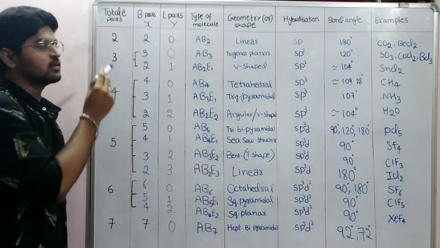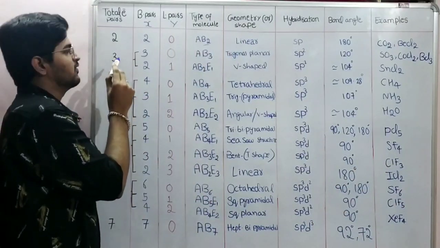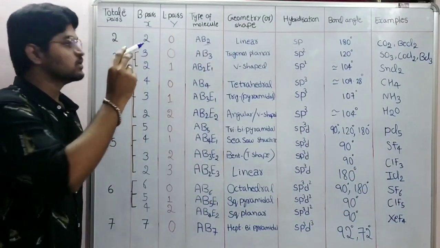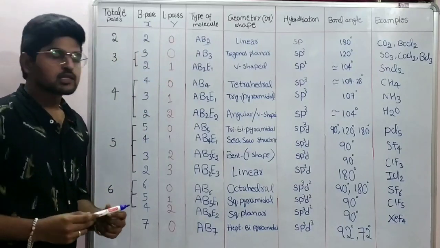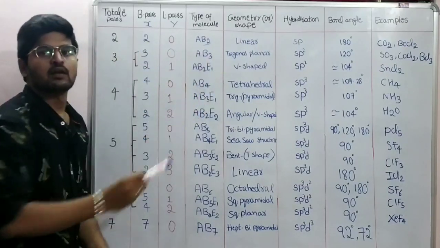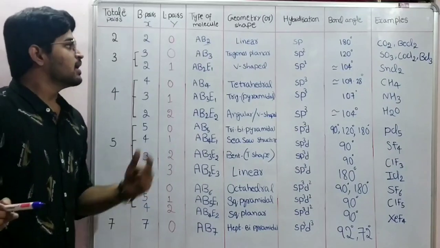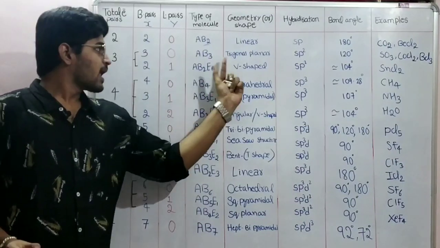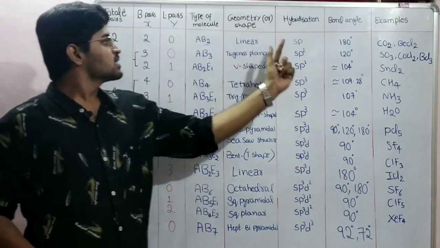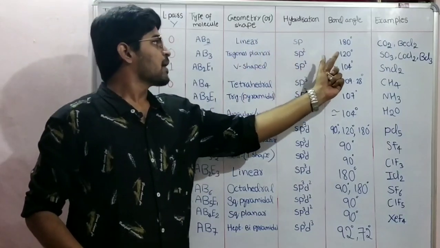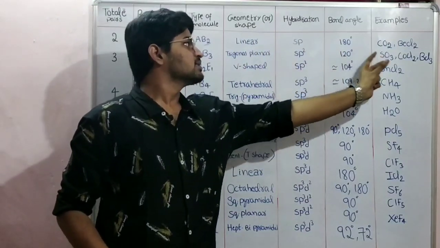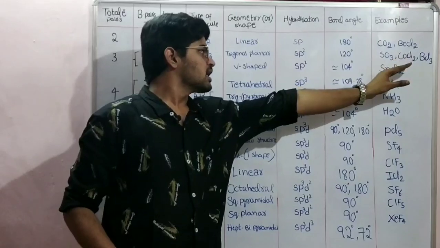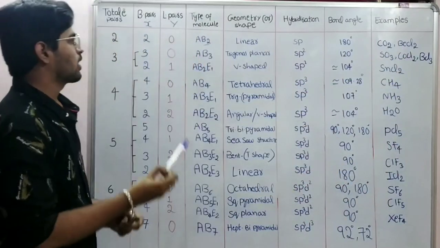Next, three electron pairs in which three bond pairs, zero lone pair. Zero lone pair means you don't have to mention E here. So the type of formula is AB3. The shape is trigonal planar and the hybridization is sp2. So the bond angle is 120 degrees. The examples are SO3, COCl2 and BCl3, boron trichloride.